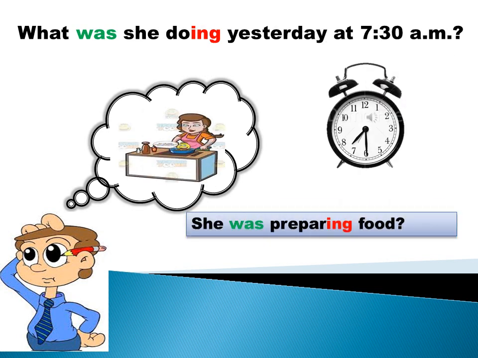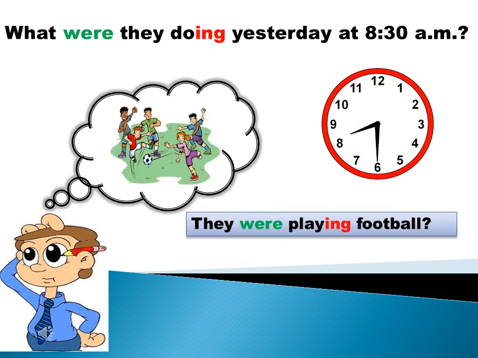What was she doing yesterday at 7:30 a.m.? She was preparing food. يعني كانت كتحضر أكل. Another example, what were they doing yesterday at 8:30 a.m.? يعني شنو كانوا كيديروا بالأمس في واحد الوقت محدد. So, they were playing football.